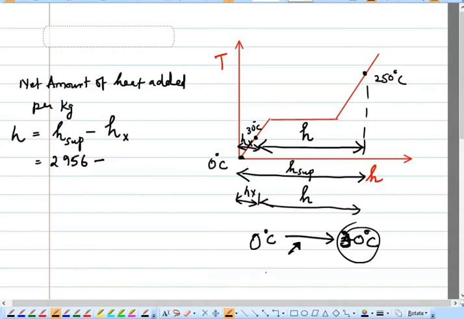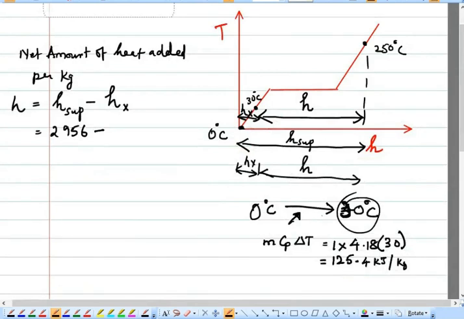So what is the formula? m Cp delta T. If I am taking 1 kg, this formula will become 1 into Cp of water. Cp of water is equal to 4.18. And what is the temperature difference? 30 minus 0, it is equal to 30. So this will be equal to 125.4 kilojoule per kg. So to bring the water from 0 degrees Celsius to 30 degrees Celsius, this much amount of heat has to be added.